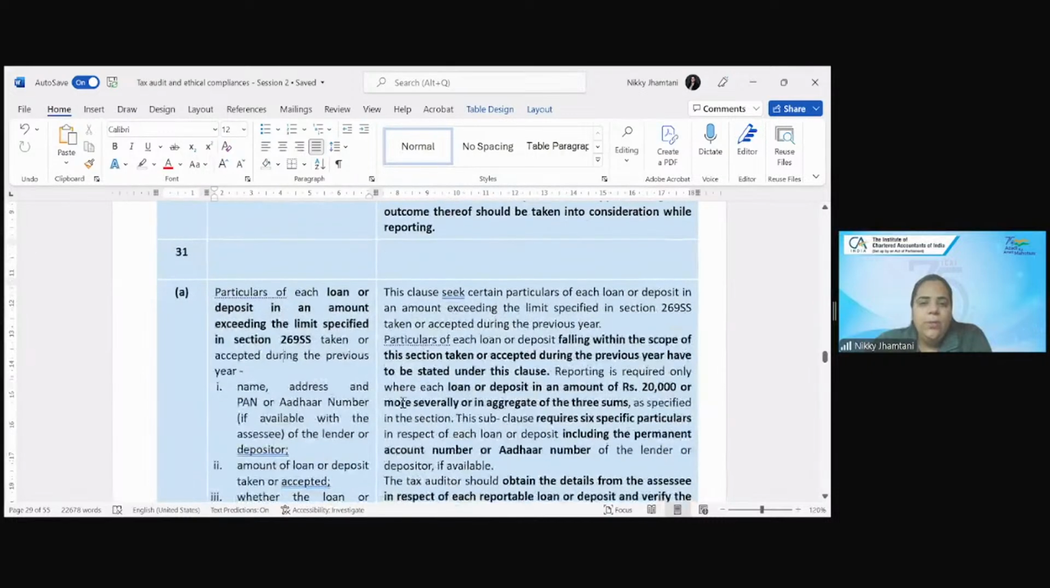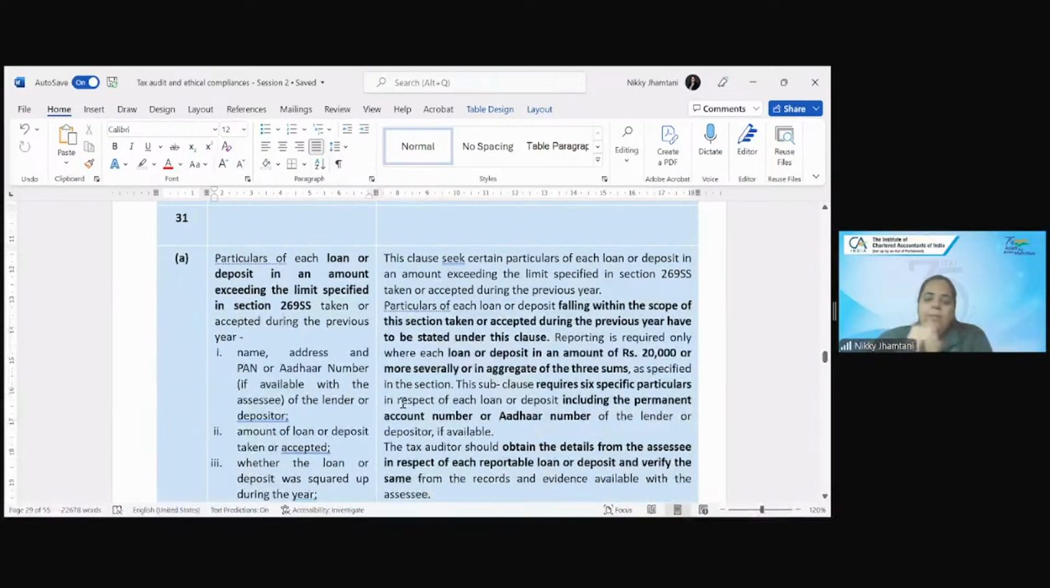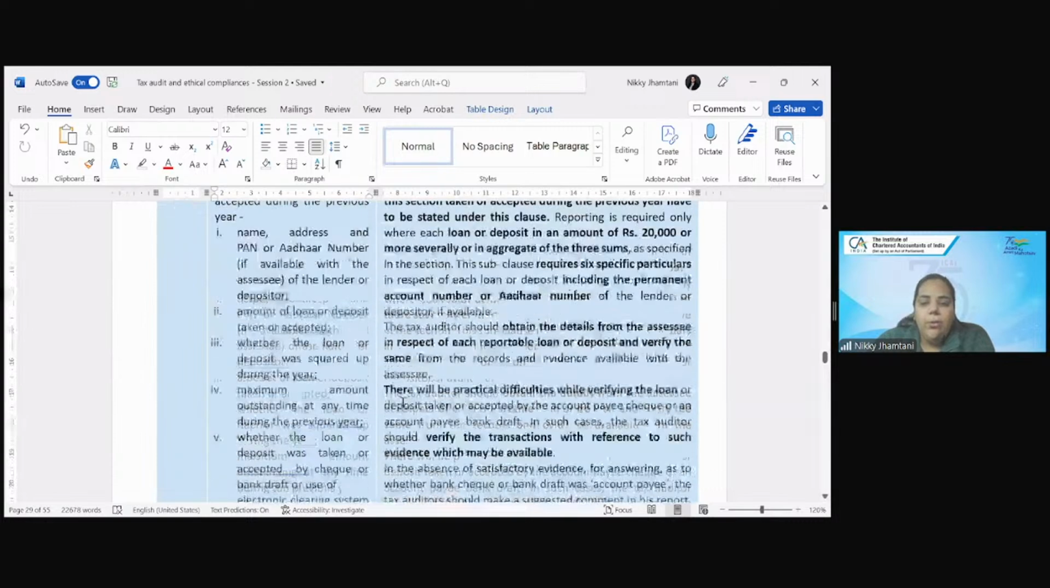This clause seeks certain particulars of each loan or deposit in an amount exceeding the limit specified in 269SS. Particulars of each loan or deposit falling within the scope of this section taken or accepted during the previous year are to be stated under this clause. Reporting is required only where each loan or deposit is in an amount of rupees 20,000 or more, severally or in aggregate of the three sums as specified in the section. This subclause requires 6 specific particulars in respect of each loan or deposit, including the PAN or Aadhaar of the lender or depositor, if available.